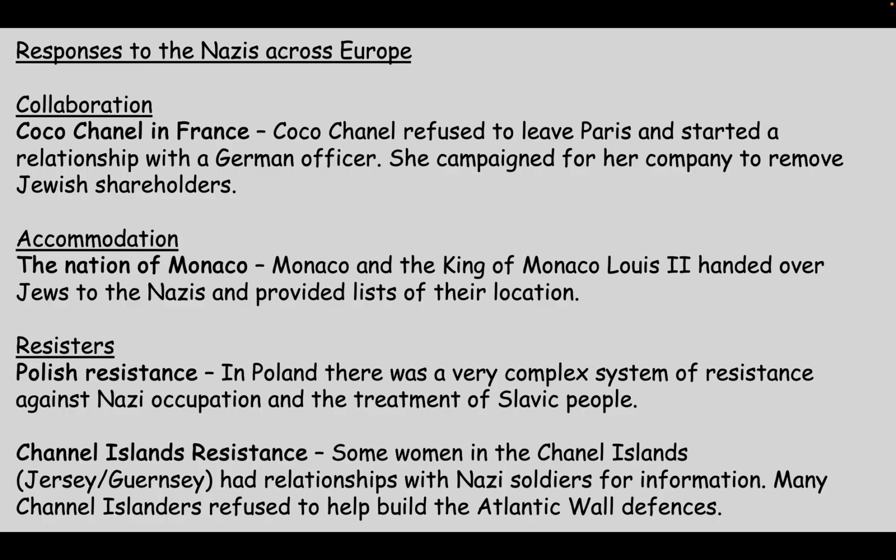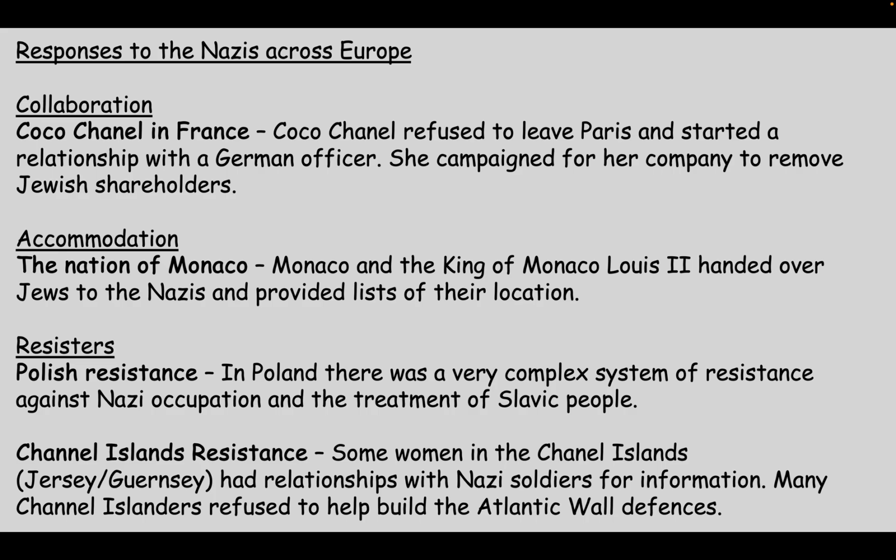Accommodators were groups like King Louis II of Monaco. King Louis II of Monaco was asked by the Nazis to provide a list of the locations of Jewish people, and they did that. So they're accommodating the Nazis. They are accepting what the Nazis are doing. They're not necessarily collaborating in the murder or in the evil acts, but they are accommodating them. They are working with, they are sort of accepting them by providing lists of where Jewish people live.